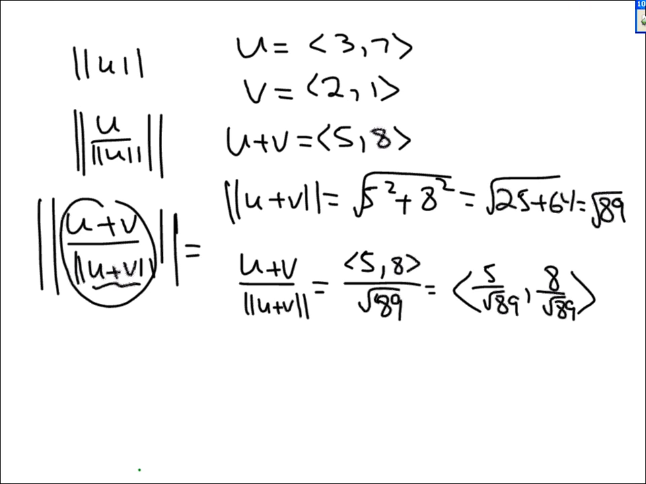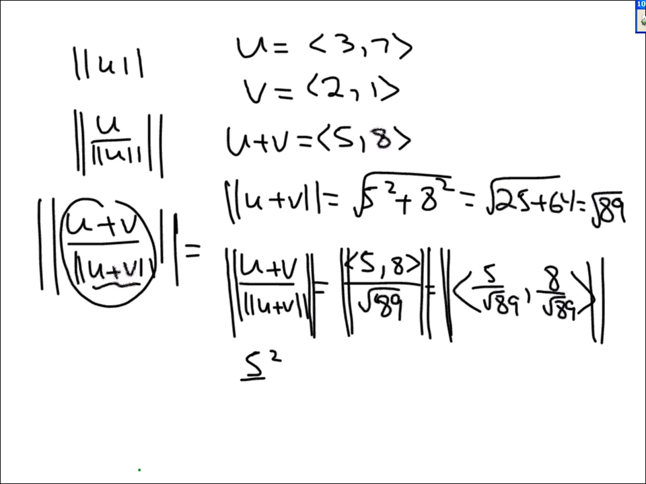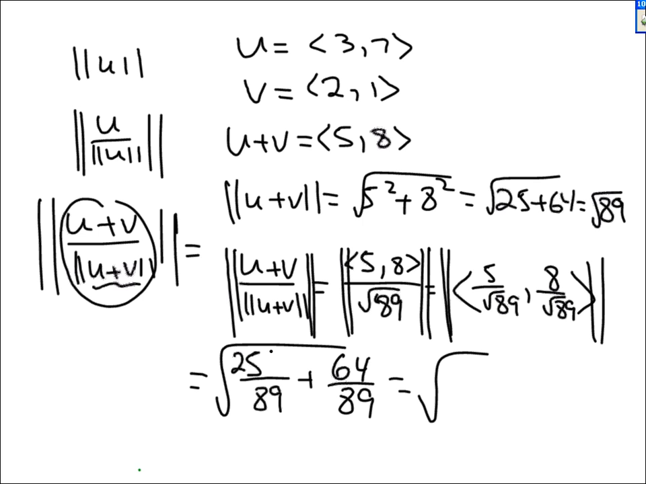But we don't really want u plus v over the length of u plus v. We want the length of that. So it becomes 5 squared over the square root of 89 squared, plus 8 squared divided by the square root of 89 squared, which is 89. And 5 squared is 25. The square root of that. Since the denominators are the same, I can just add the numerators and keep that same denominator. And once again, I get the square root of 1, which is 1.